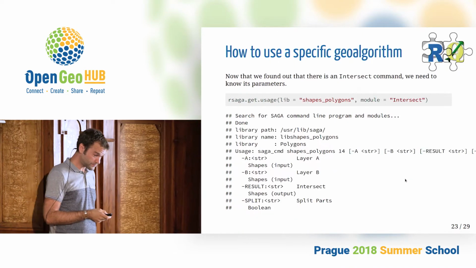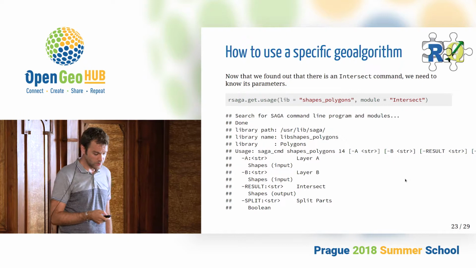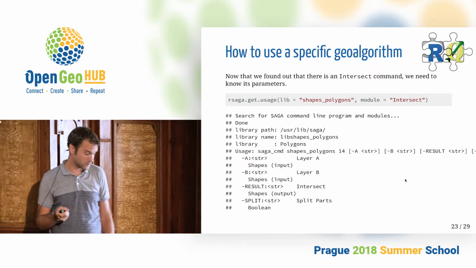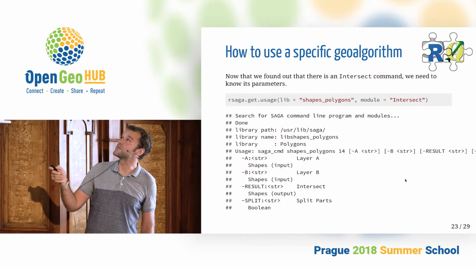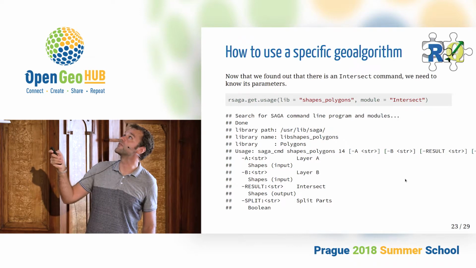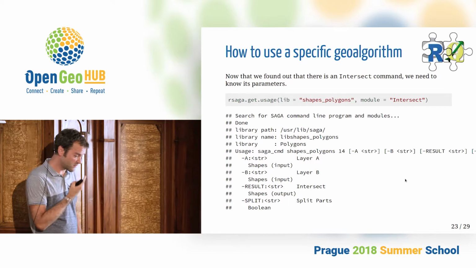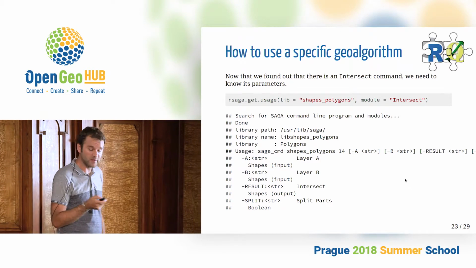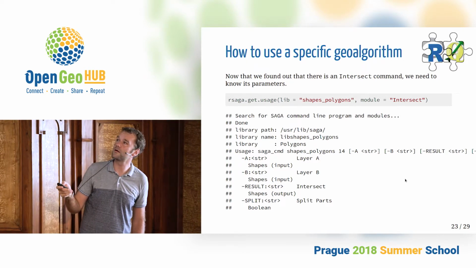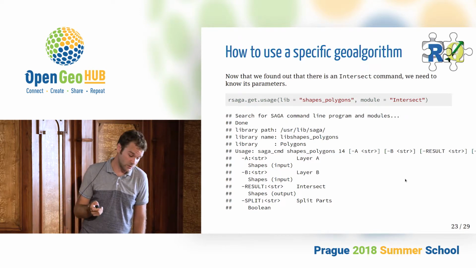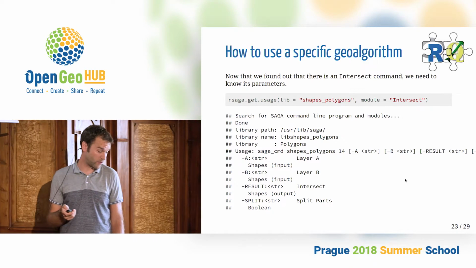And again, we need to find out how to use it, and we use the rsaga.get.usage function to specify the library and the geoalgorithm, and then we retrieve this output. And now we know that we have parameters called A and B and RESULT, and we need to specify these parameters.